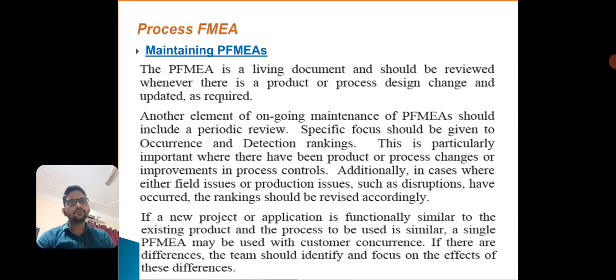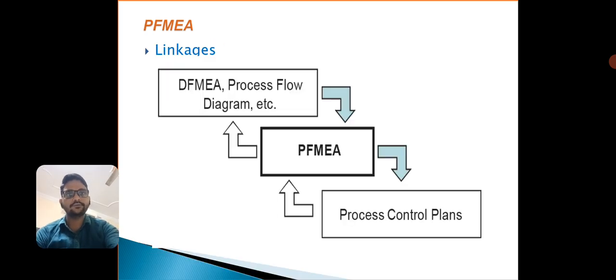If a new project application is functionally similar to the existing product and process to be used in a similar way, a single PFMEA may be used with customer concurrence. If there are differences, the team should identify and focus on the effect of these differences. Next is linkage, PFMEA linkage, that is the linkage of DFMEA, process flow diagram, PFMEA and process control plans, that are the linkage of DFMEA and PFMEA control.